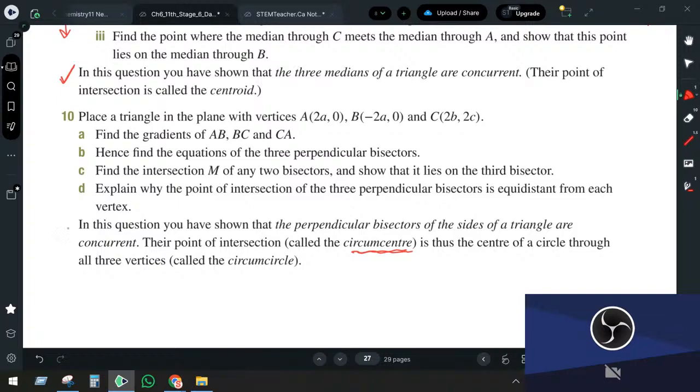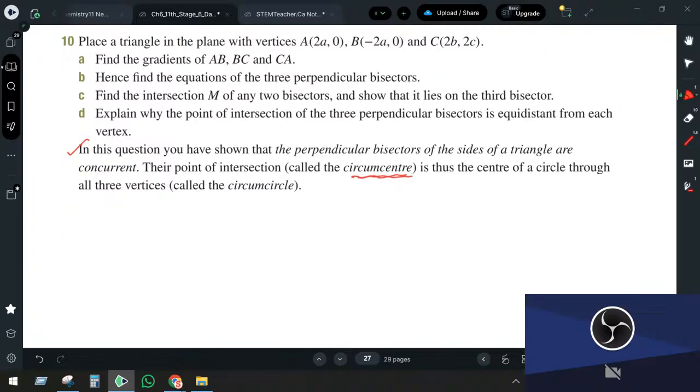Can you read this point? In this question, you have shown the perpendicular bisectors of the sides of a triangle are concurrent. Their point of intersection, called the circumcenter, is thus the center of a circle through all 3 vertices, called the circumcircle. So here he is asking to draw a plane with the 3 points. This is A, this is B, this is C.